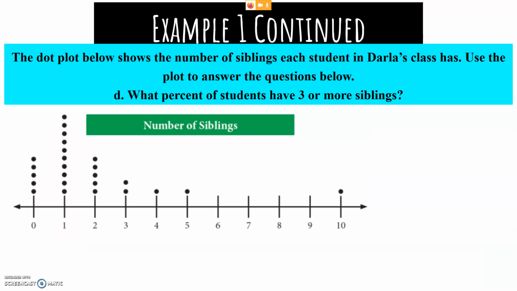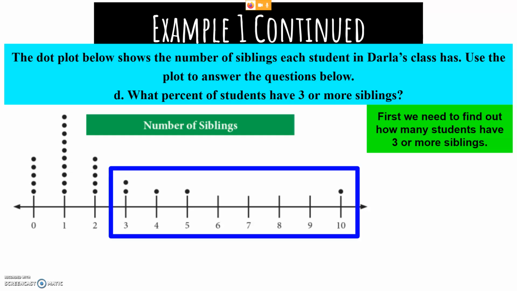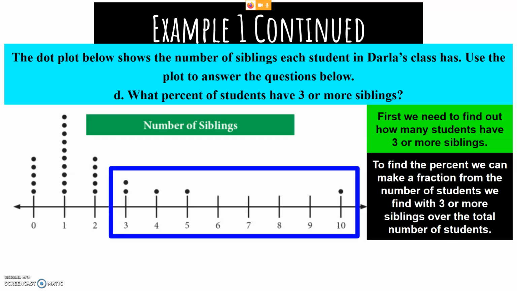Next question. What percent of students have 3 or more siblings? Well, in this case, we need to find out how many students have 3 or more siblings. So we'll count them. 1, 2, 3, 4, and 5. So there are 5 students that have 3 or more siblings.